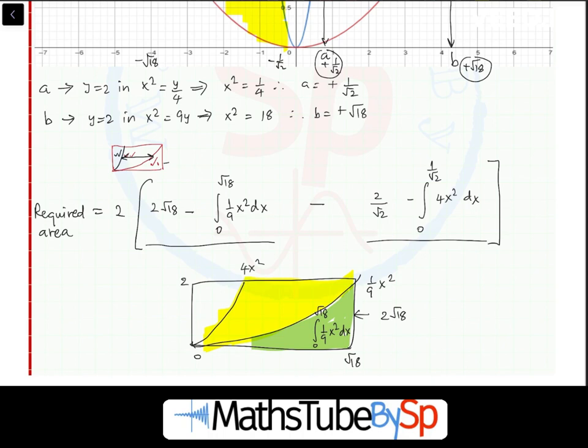So the area, I'm going to use the yellow color again to call this whole area. This whole area in yellow is nothing but 2 root 18, the rectangle, minus the integral of 0 to root 18, 1 on 9 x squared dx. Okay, now let's work on the other area. I'm going to erase all these bits.